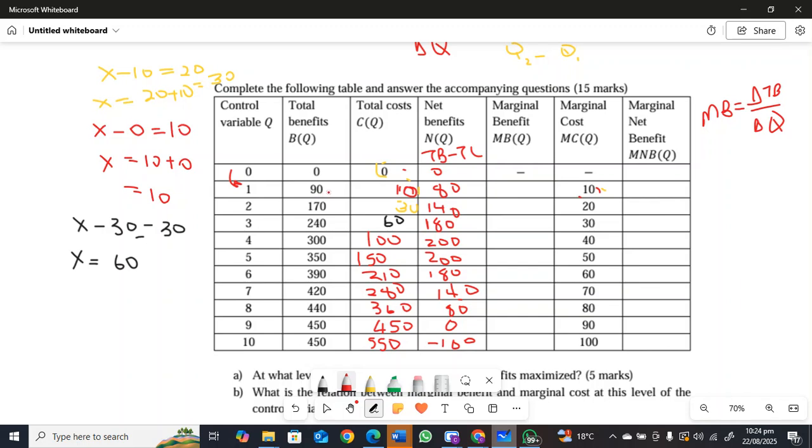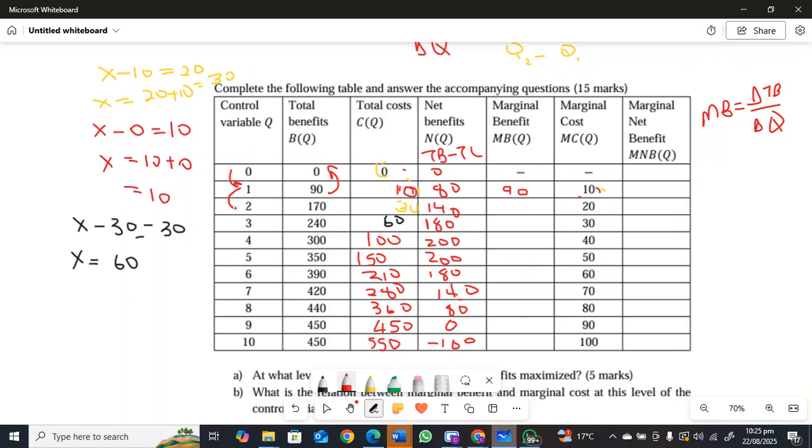Okay. So here, when we move from 0 to 1 unit, our total benefit is 90. This 1 unit has brought an extra, so you say 90 minus 0, you get 90. So when you move from 0 to 1, it's brought an extra benefit of 90 units, okay, and an extra cost of 10 kwacha.